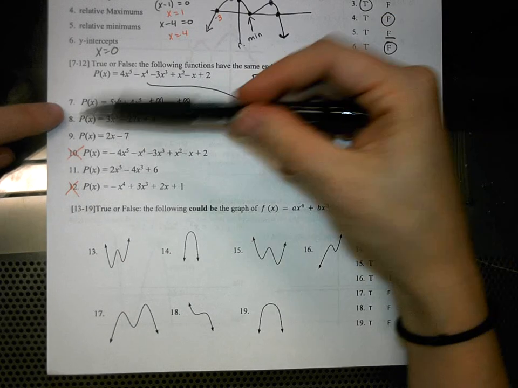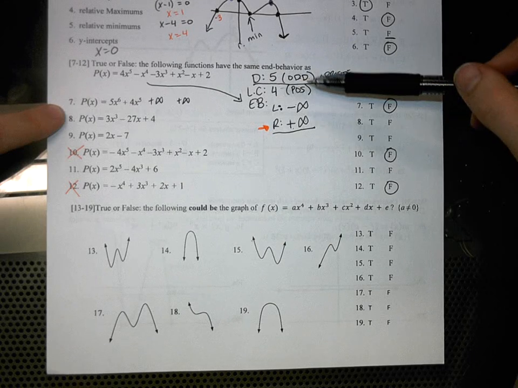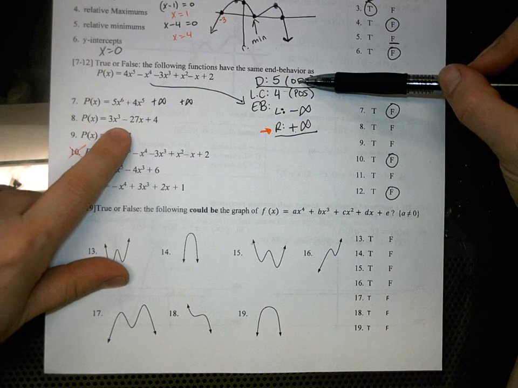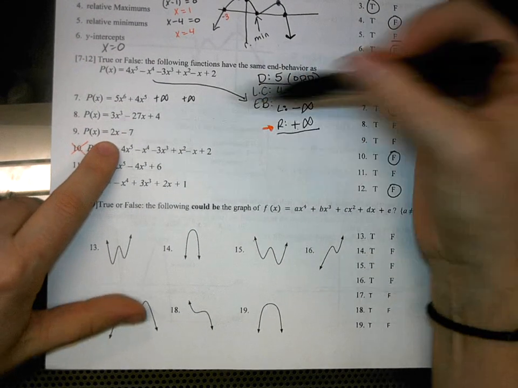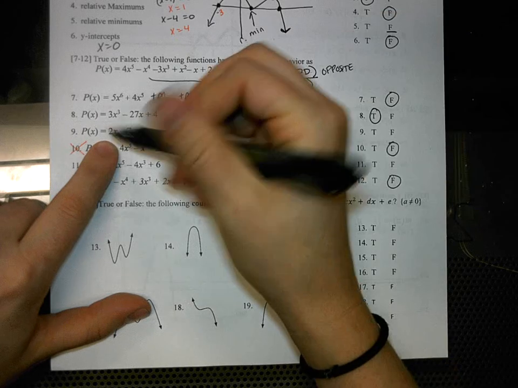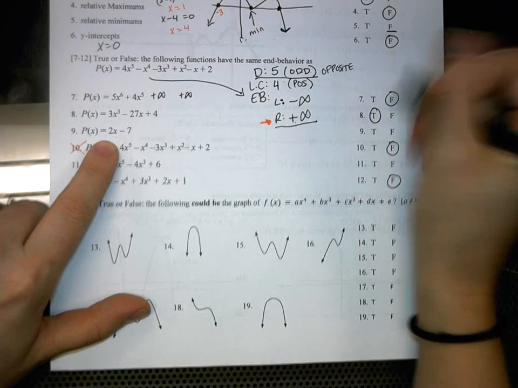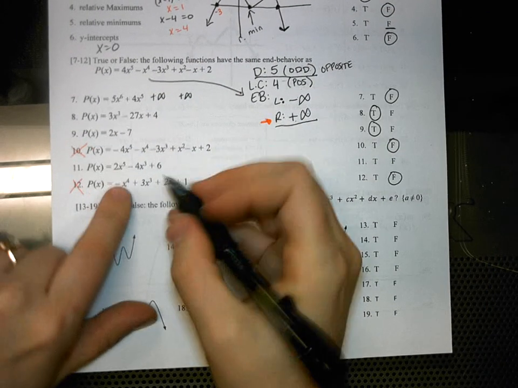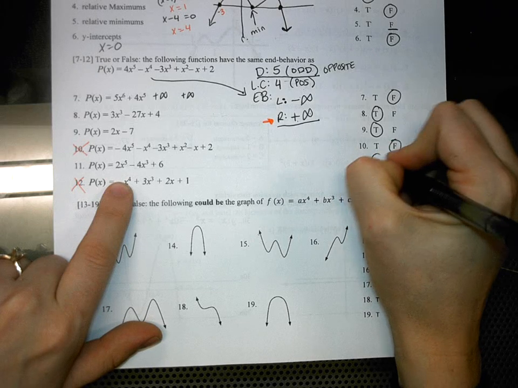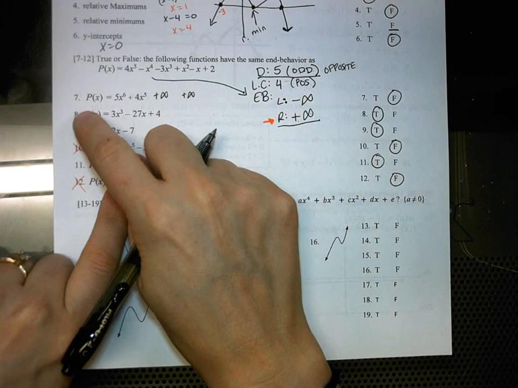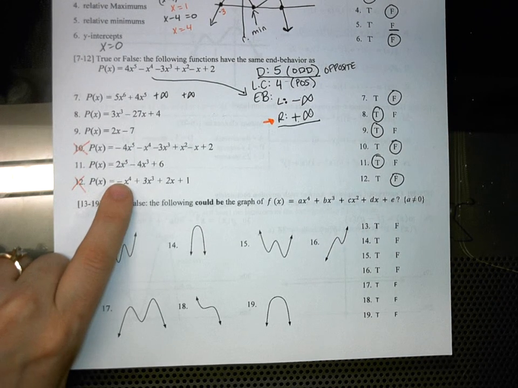So let's check the next one. I have a positive leading coefficient with an odd degree. That one's true. Positive leading coefficient with an odd degree. Positive leading coefficient with an odd degree. The three correct answers are 8, 9, and 11.